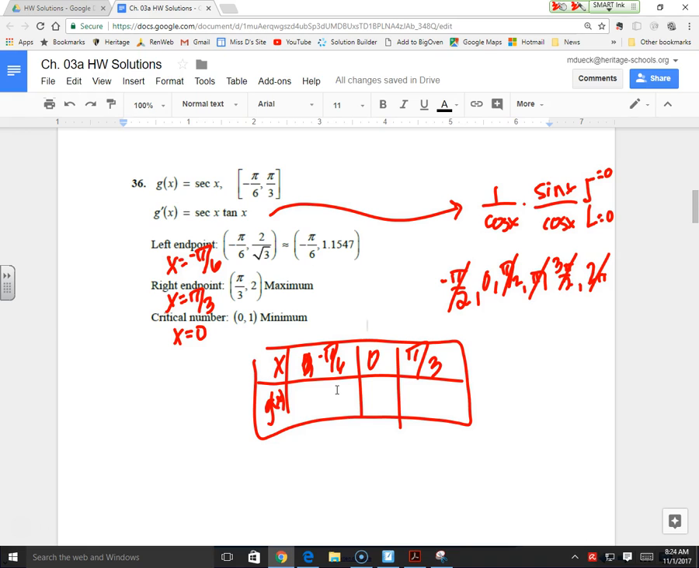And when they plugged in, they ended up getting 2 over root 3, 2, and 1. Now, this one's kind of hard if you don't have your calculator. How do you know for sure? They did find it, 1.1547.